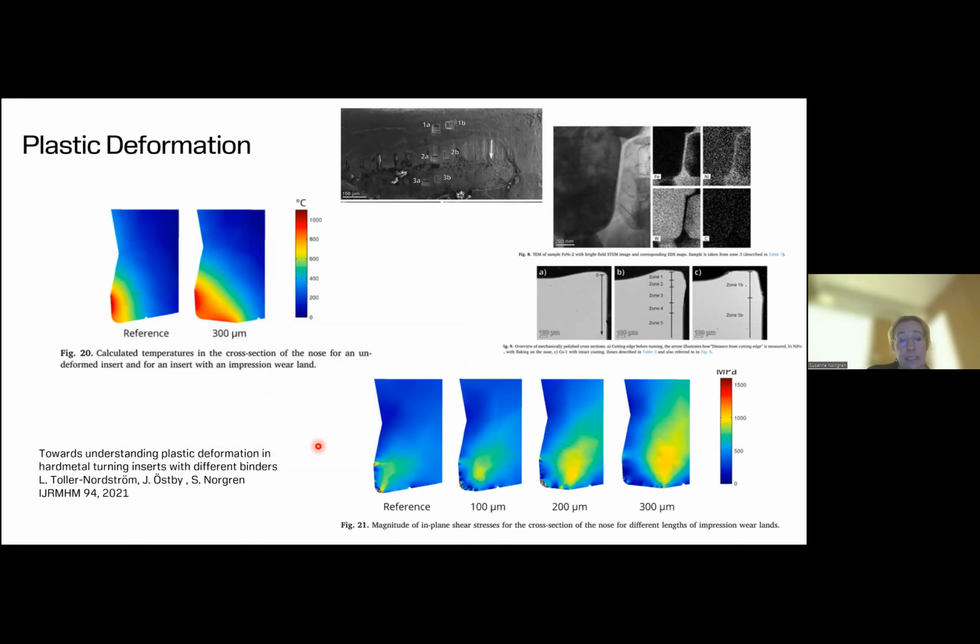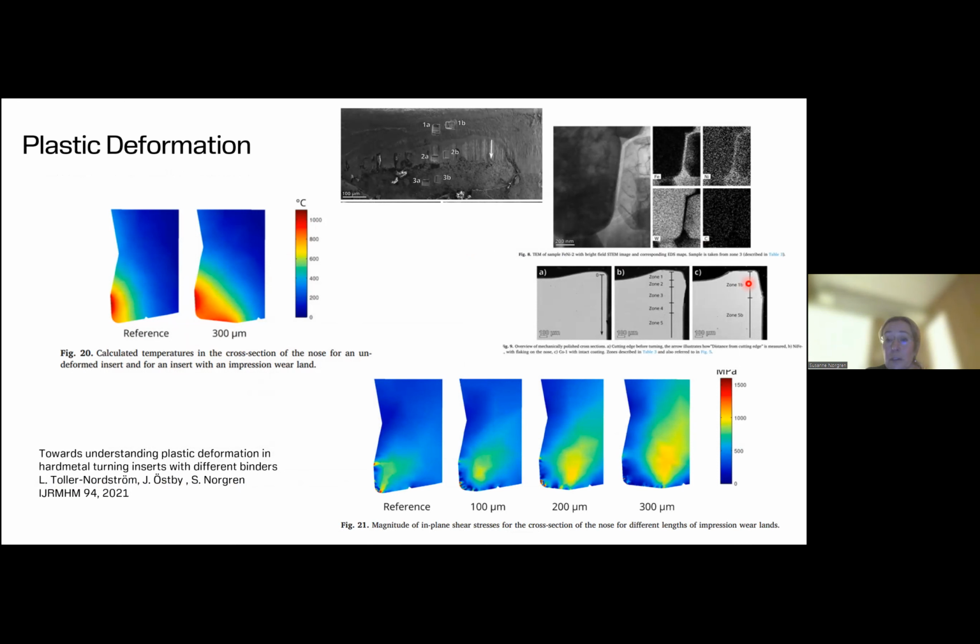So we try to understand this plastic deformation, and here you can see the reference geometry and the geometry after it has been deformed. And you can clearly see that the temperatures as modeled by FEM calculations are really high, so 900 up to 1,000 degrees in this area of the material.